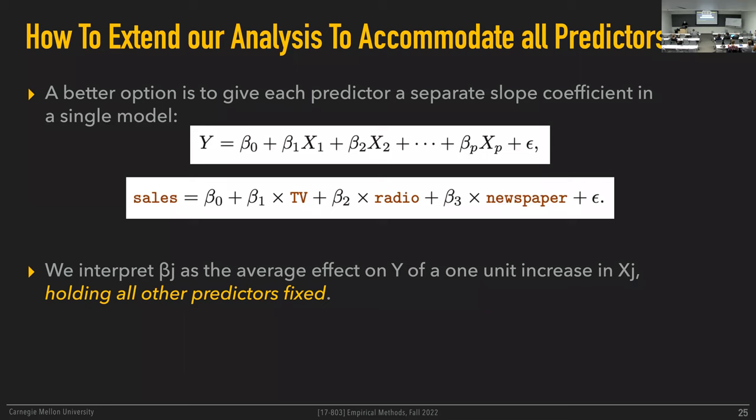Okay, so now this is back to the million-dollar idea. Each of these coefficient estimates, these betas, is interpreted as the average effect on the outcome of one unit increase in the respective predictor variable, sorry, holding all other predictors fixed. This is the billion-dollar idea.